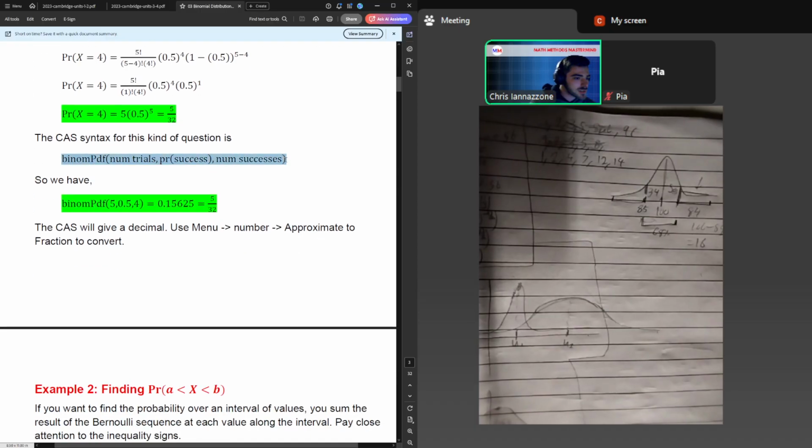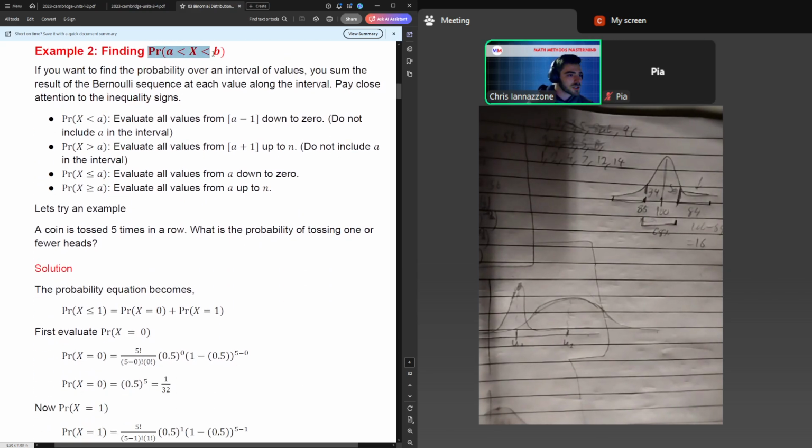If you have CAS enabled, then you just do binomialPDF. So you just want to give the number of trials, probability of success, and number of successes. So n, p, and then x. Easy enough to spot it on your CAS? Yeah. Sweet.